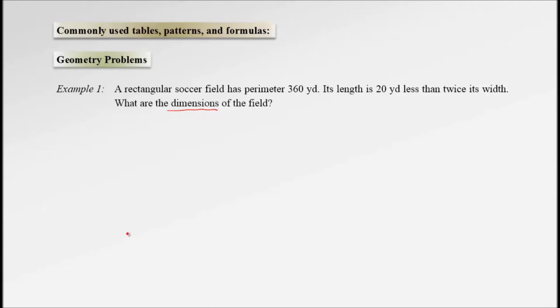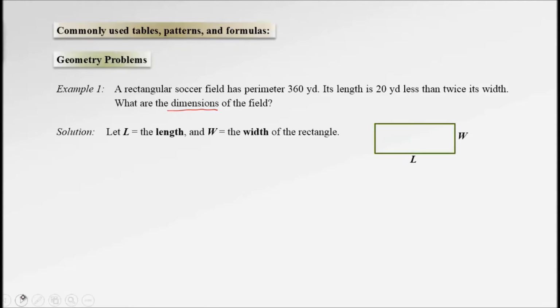Okay, so let's draw a rectangle and introduce the variables. Let L be the length and W be the width. And then we need to start setting up equations that will relate length and width. Since we have two unknown variables, we need to create two equations that will relate them in order to be able to solve. So the first equation will come from the first sentence.